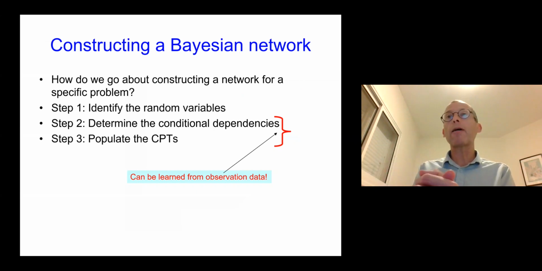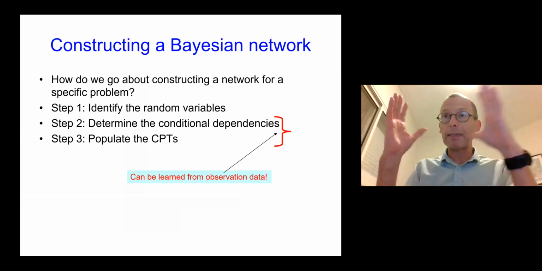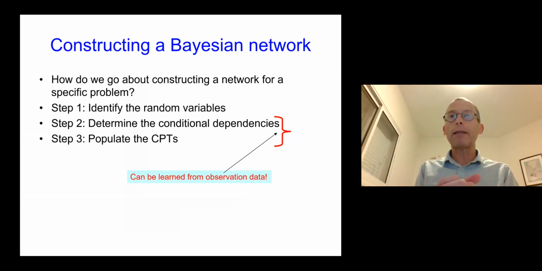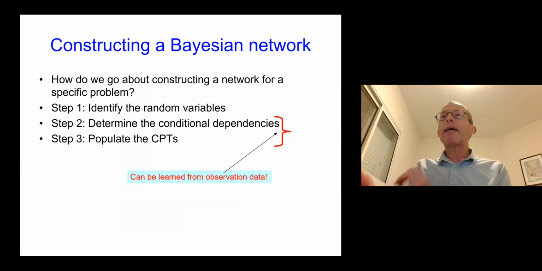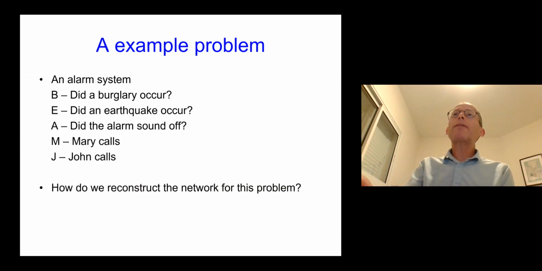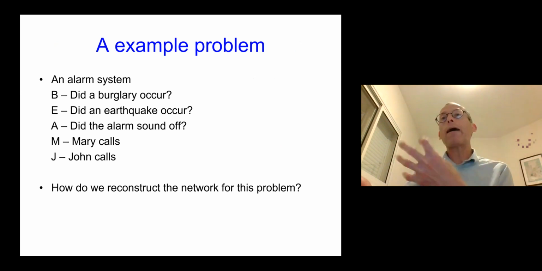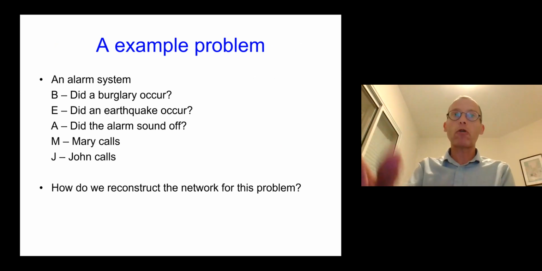EM is something you discussed in the clustering method, in the clustering lecture. So you can use it here as well. For this class, for this 701, we will assume that the network is constructed by hand, okay? But even constructing by hand is not trivial. So let's do an example of a network that we can construct by hand and see what we gain from using a Bayesian network rather than just representing it as a full joint.